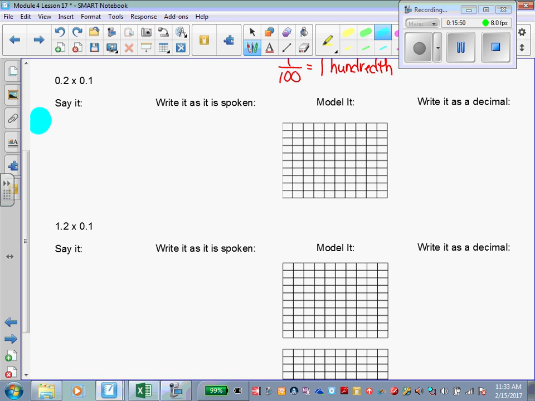2/10 of 1/10. So Maya, do you understand that part? Okay.